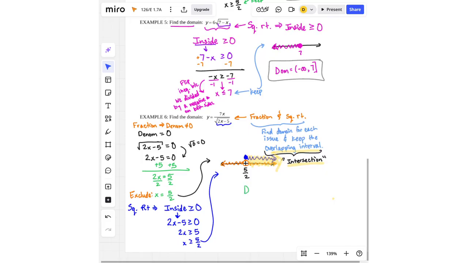So the domain would start at 5 halves. But because this orange one was open, it doesn't matter that the blue is closed because we have to keep both. So open at 5 halves, so a parenthesis there, up to our overlapping area going on and on forever, so to infinity. The domain of this expression is parentheses 5 halves to infinity. We kept the shared interval. That would be our answer for the domain of this function.